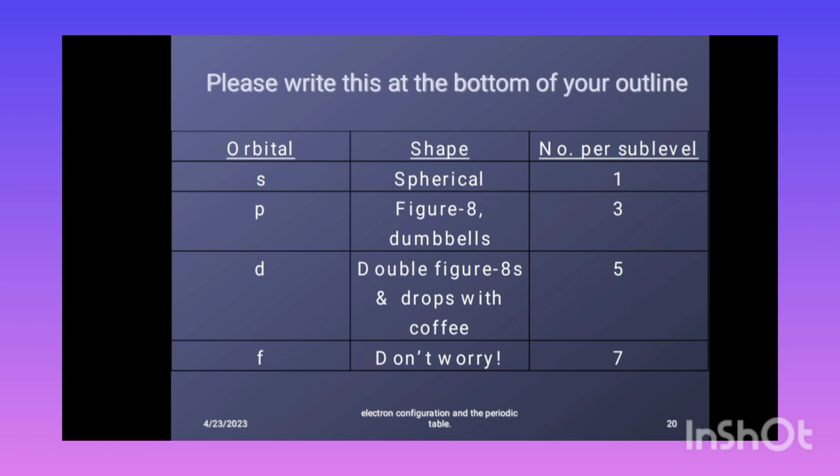Please write this at the bottom of your outline. Orbital, there on the left side: s orbital, shape spherical, number of boxes or orbitals is 1. For p, double dimple shape, and 3 degenerate orbitals will be there. D, double figure 1, double dimple, 5 orbitals will be there. F, don't worry.